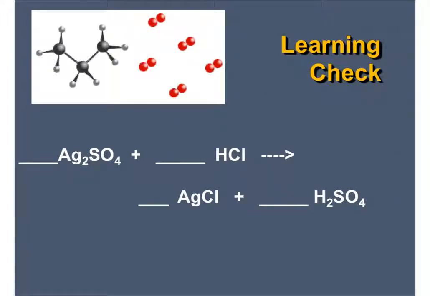Again, I would suggest trying this one on your own. So shutting off the video, and then I will go through it. You can check your answer. All right, so start with the metals. Silver's the only metal. There are 2 here, so I'm going to put a coefficient of 2.